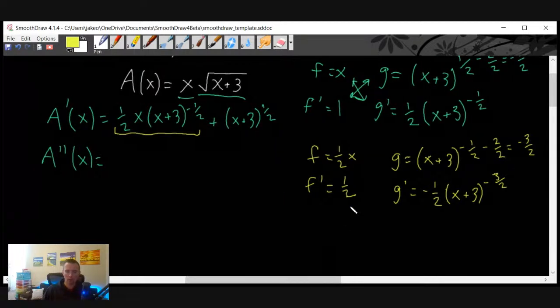And then product rule says, again, we're going to cross multiply these. So 1/2 x times negative 1/2 x plus 3 to the negative 3/2. Those 1/2s are going to form a negative 1/4. Then we have an x, and then x plus 3 to the negative 3/2.